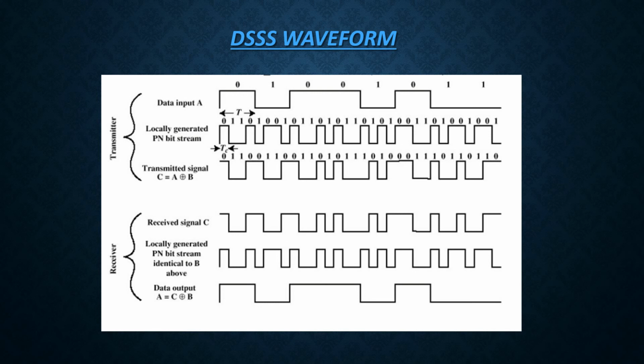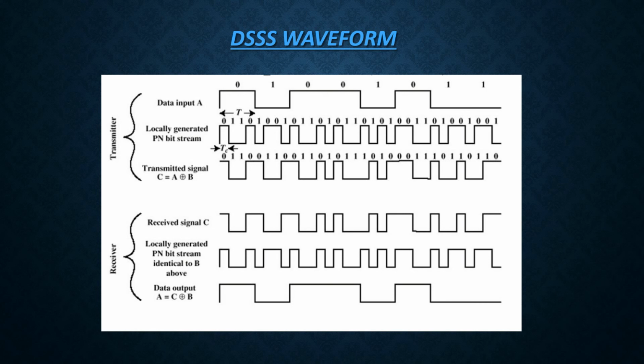So we will get the output waveform in the form of the XOR of input A and chip code B, equal to A XOR B. In the receiver part, now we have two waveforms. The first one is the XOR waveform of A and B, and the second one is the locally generated PN bit stream, identical to B above. Now we will XOR both waveforms, so we will get the output waveform in the form of the main data input signal.